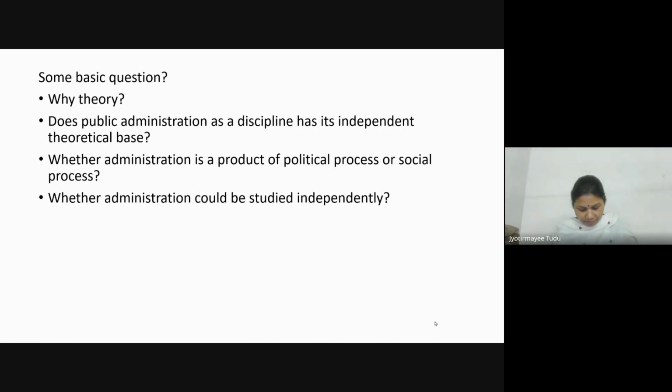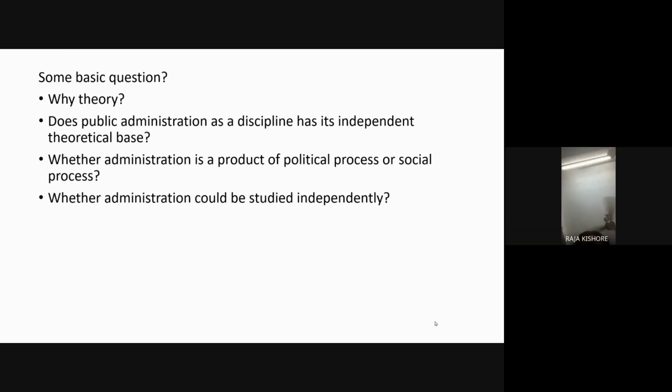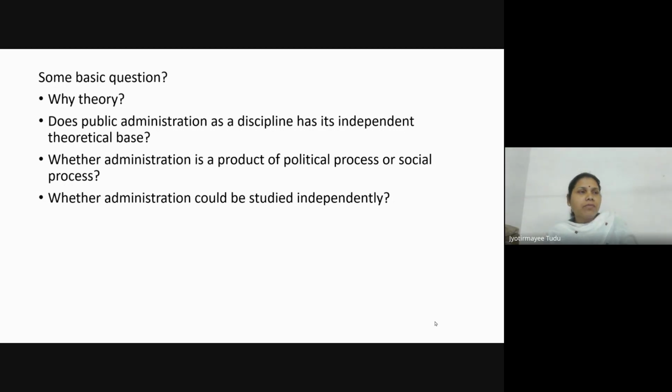Yes, see, while you want to study the genesis or the evolution of administrative theory, you must keep in mind these questions, which would be relevant to understand what administrative theory is. While coming to the theory, why do we actually need a theory to understand a discipline? Any guess? Why do we need theory? Anyone would like to answer?